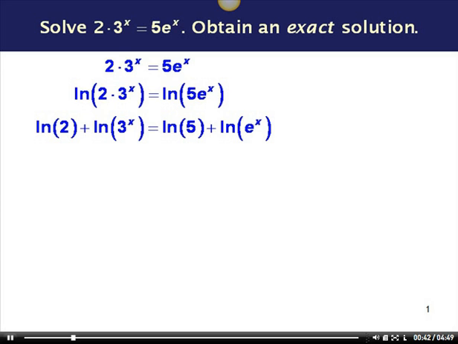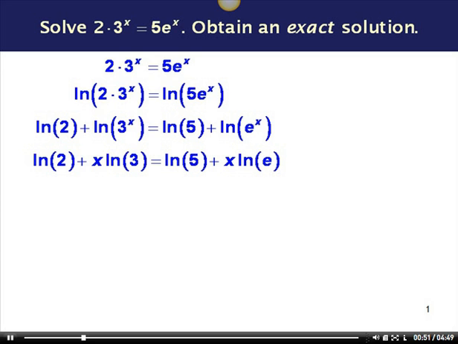At this point I can use the power property of logarithms on natural log of 3 to the x and on natural log of e to the x. So I have natural log of 2 plus x times natural log of 3 equals natural log of 5 plus x times natural log of e.